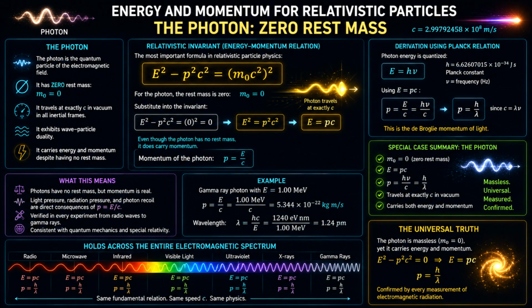Since the photon travels at exactly c in vacuum, and using the Planck relation that E equals h times the frequency, we get P equals h times frequency divided by c, which equals h divided by the wavelength, the de Broglie momentum of light. This result confirms that the photon is massless, travels at exactly c, and carries both energy and momentum, consistent with every measurement ever made of electromagnetic radiation, from radio waves to gamma rays.